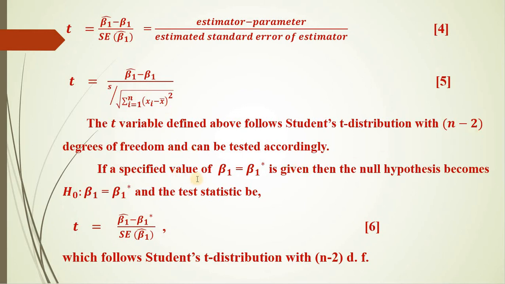If a specific value of beta 1 is given, suppose beta 1 star, then our null hypothesis becomes beta 1 equal to beta 1 star, and then the test statistic becomes T equal to beta 1 cap minus beta 1 star divided by standard error of beta 1 cap. And it also follows T distribution with n minus 2 degrees of freedom.